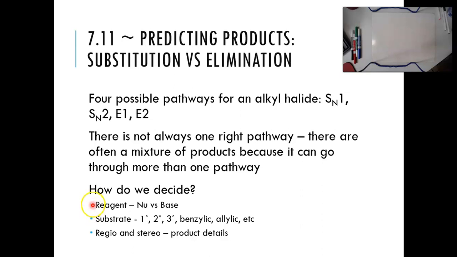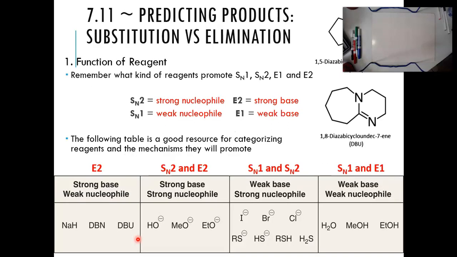Using these two pieces of information, we should be able to decide which of those four pathways will occur, or if there is a mixture of pathways, which one will be the predominant one, which one will win. And then once we know our pathway, we have to figure out what our product is. And then when that occurs, we have to look at what is the regiochemistry and stereochemistry that we have to take into account. So we're going to start by looking at the reagent.